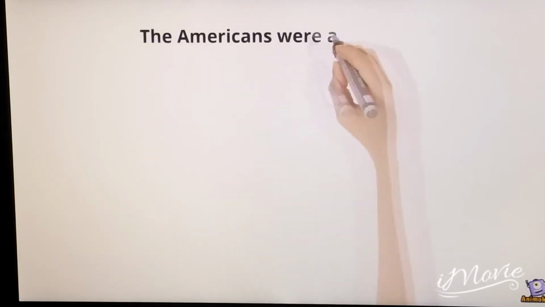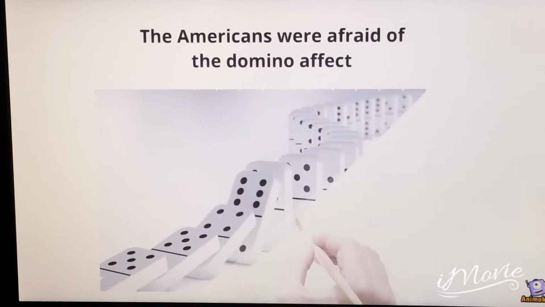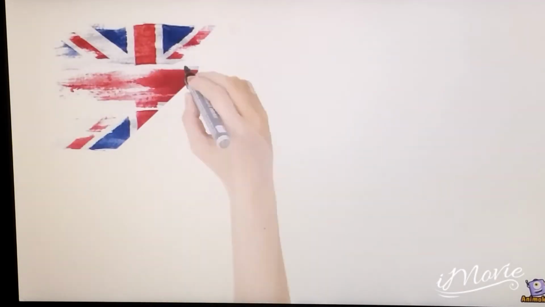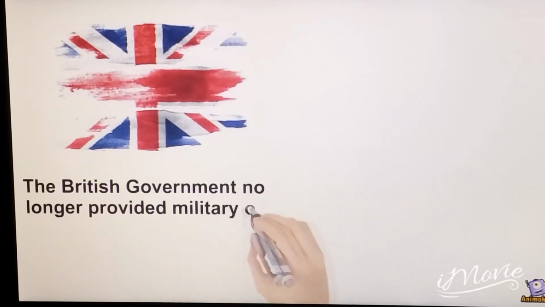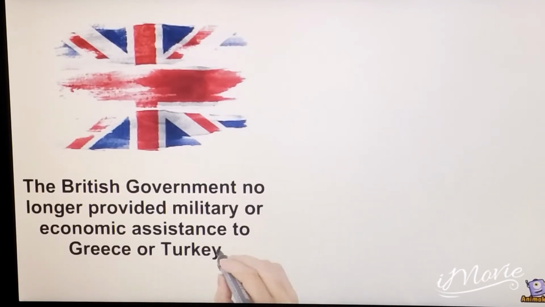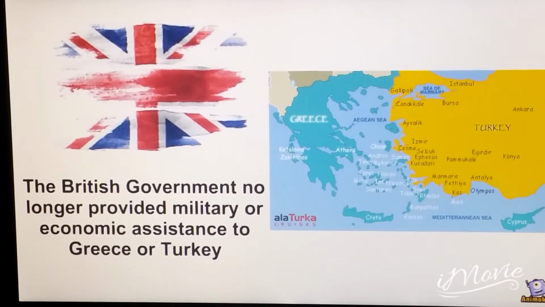The Americans were afraid of the domino effect. The domino effect meant when one nation fell to communism, other nations would follow it. The Truman Doctrine was further developed on July 12, 1948, when he pledged to contain threats to Greece and Turkey. This was because the British government announced it would no longer provide military or economic assistance to Greece or Turkey.